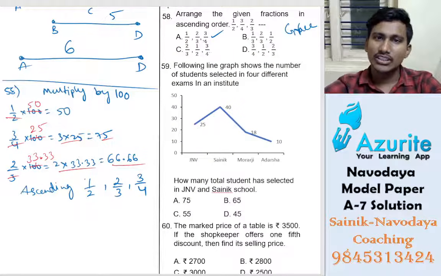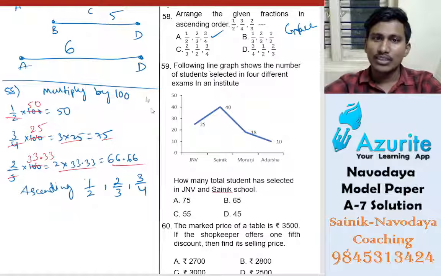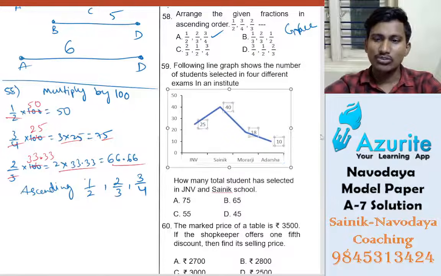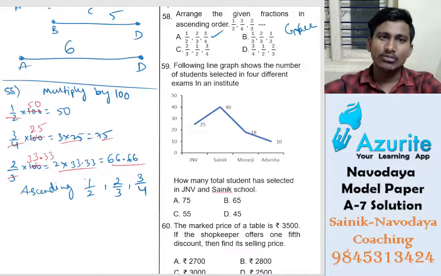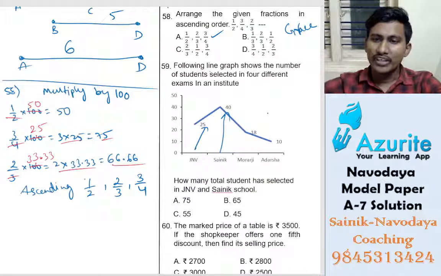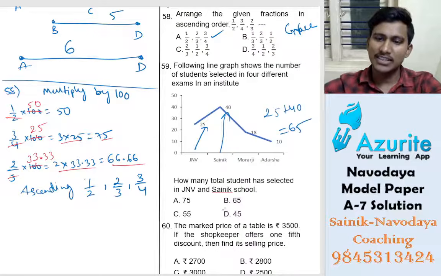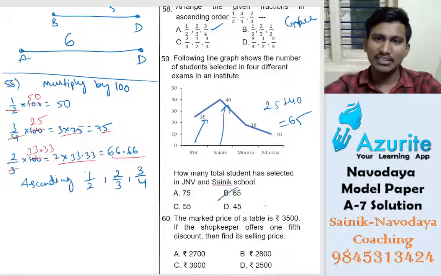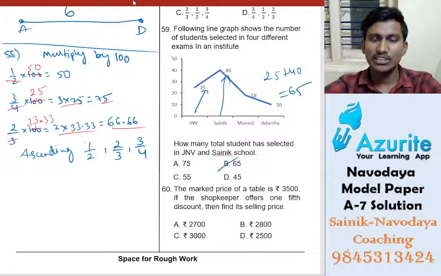What is the question here? What they are asking: how many total students have been selected in JNV and Sainik school? JNV how many? 25 students, right? And Sainik how many students are selected? You just have to add them. JNV 25, Sainik 40. So 25 plus 40 is how much? 65. Answer is option B here. Very easy question, right?